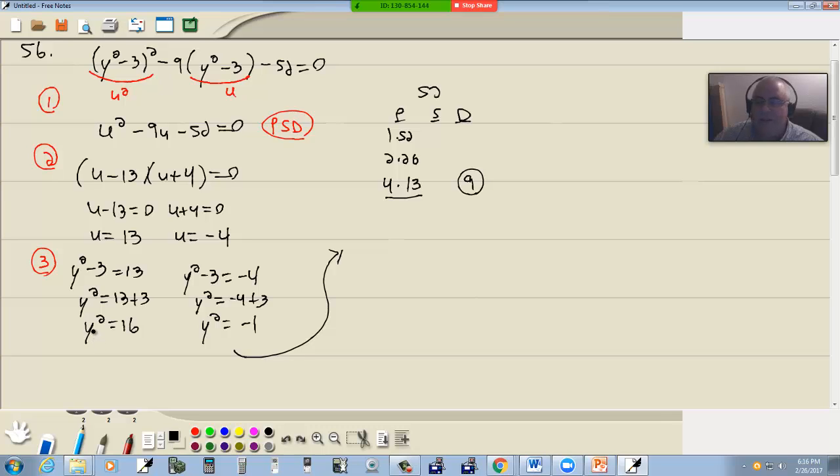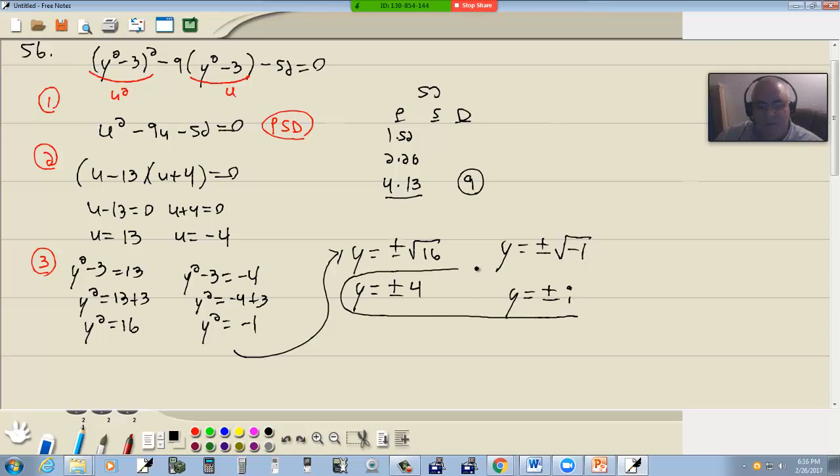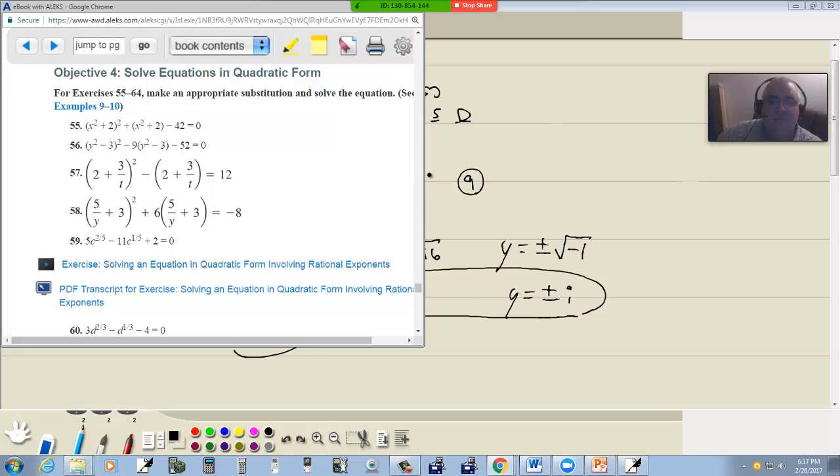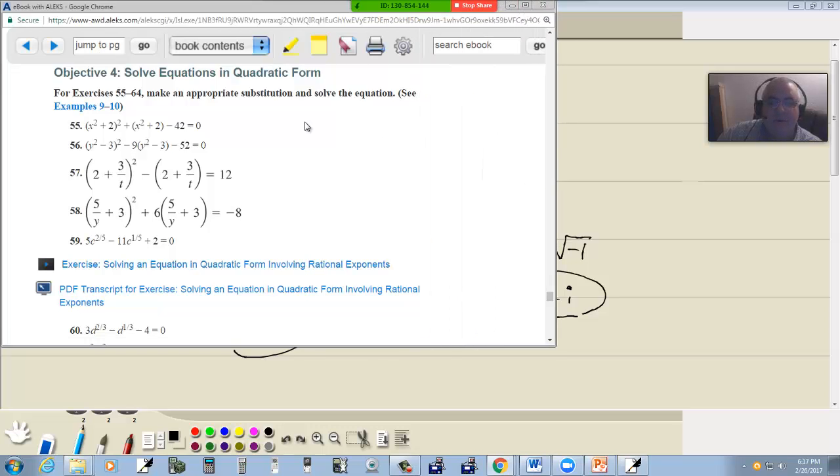Square root property. You got something squared equals something else. You drop your squared, and you put a plus or minus square root on the other side. Now 16 is 4 times 4, so square root of 16 is 4. And remember, a negative 1 inside of your square root gives you an i. So those would be our 4 answers, assuming imaginary is okay. The problem says make an appropriate substitution and solve the equation. It doesn't say anything about your answers having to be real.